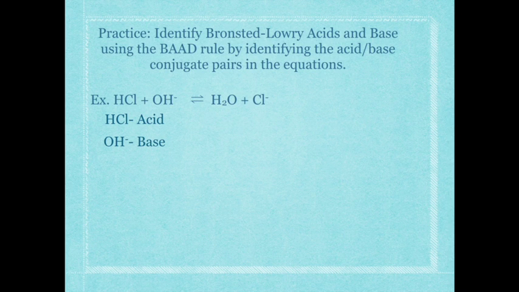Now, there are two new terms that I need to introduce, and it's the concept of conjugate acids and conjugate bases. So every acid has a conjugate base, and every base has a conjugate acid. So for hydrochloric acid, because it's an acid, it functions as a Bronsted-Lowry acid. That means that Cl minus, the chloride ion, is its conjugate base, while for hydroxide, water is its conjugate acid. So water is the conjugate acid in this case, and chloride is the conjugate base.